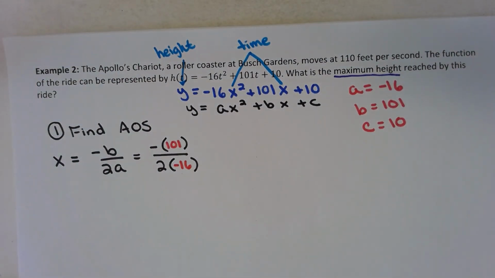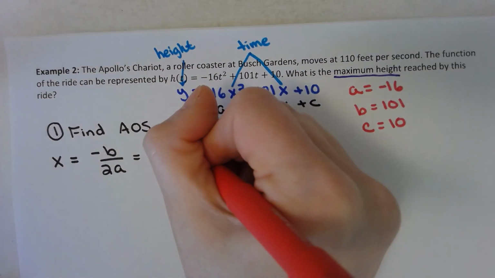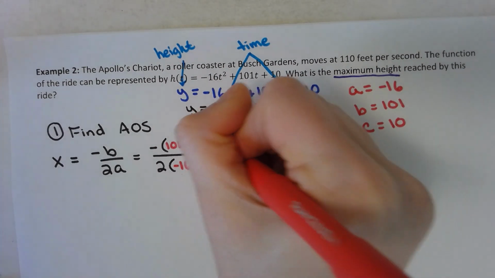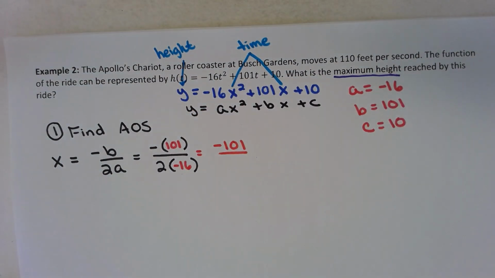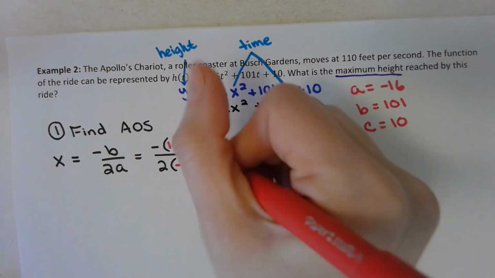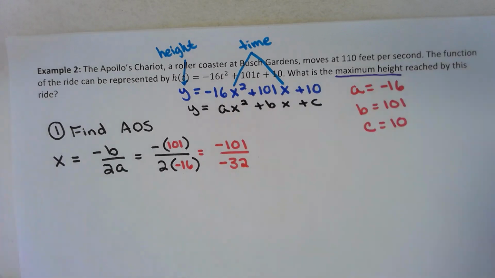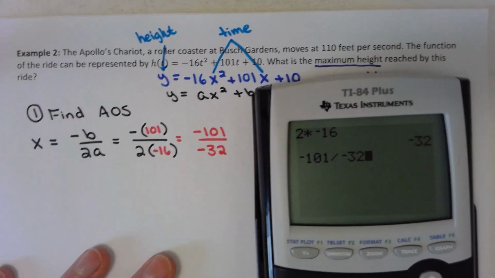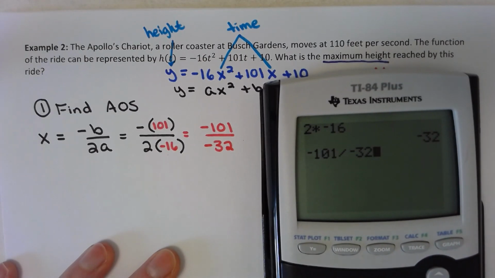Now I'm going to simplify this a little bit. I have a negative sign on the outside of 101. That just means negative 101. And on the bottom, I know we've done this multiple times, but multiply 2 times negative 16 to get negative 32. Now we're at the spot where we need to divide. Negative 101 divided by negative 32, double negatives are going to make this a positive answer.